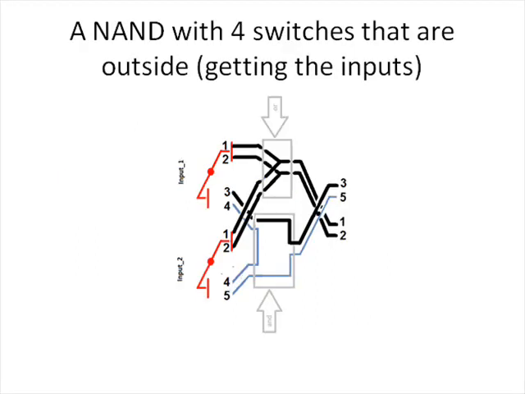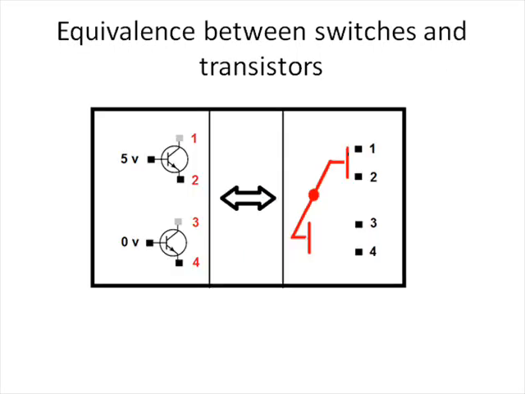Proving that all logic could be made with wires got the switches out of the logic, and it is by now on the surface. So this NAND, for example, is having 4 switches that are outside of the logic as inputs. You can see now an equivalence between the switches and the transistors. So for example, a switch that connects 1 with 2 or 3 with 4 is equivalent to 2 transistors that would connect 1 with 2 or 3 with 4. I mean, having on the base some signal that tells them to connect the emitter with the collector or not.